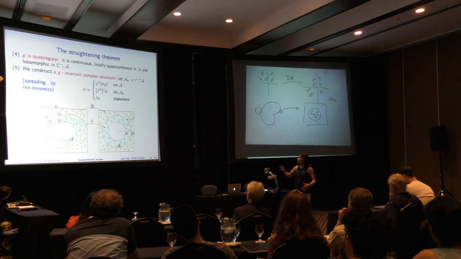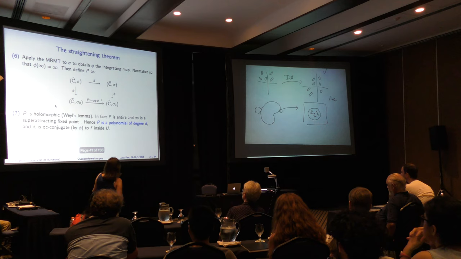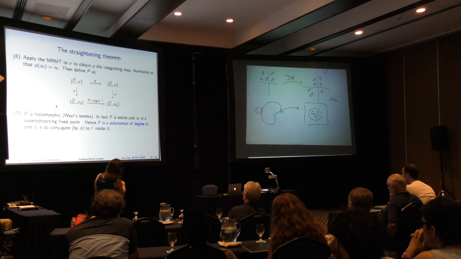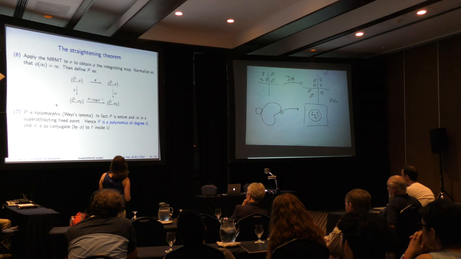So the derivative will preserve the dynamics, preserve everything. Infinity is a critical point, exactly the same here as here. So infinity is a super-attracting fixed point, so P is a polynomial of degree D, and it is quasi-conformally conjugate to your original map on you, because the rest you've glued artificially, but at least locally, the polynomial is quasi-conformally conjugate.